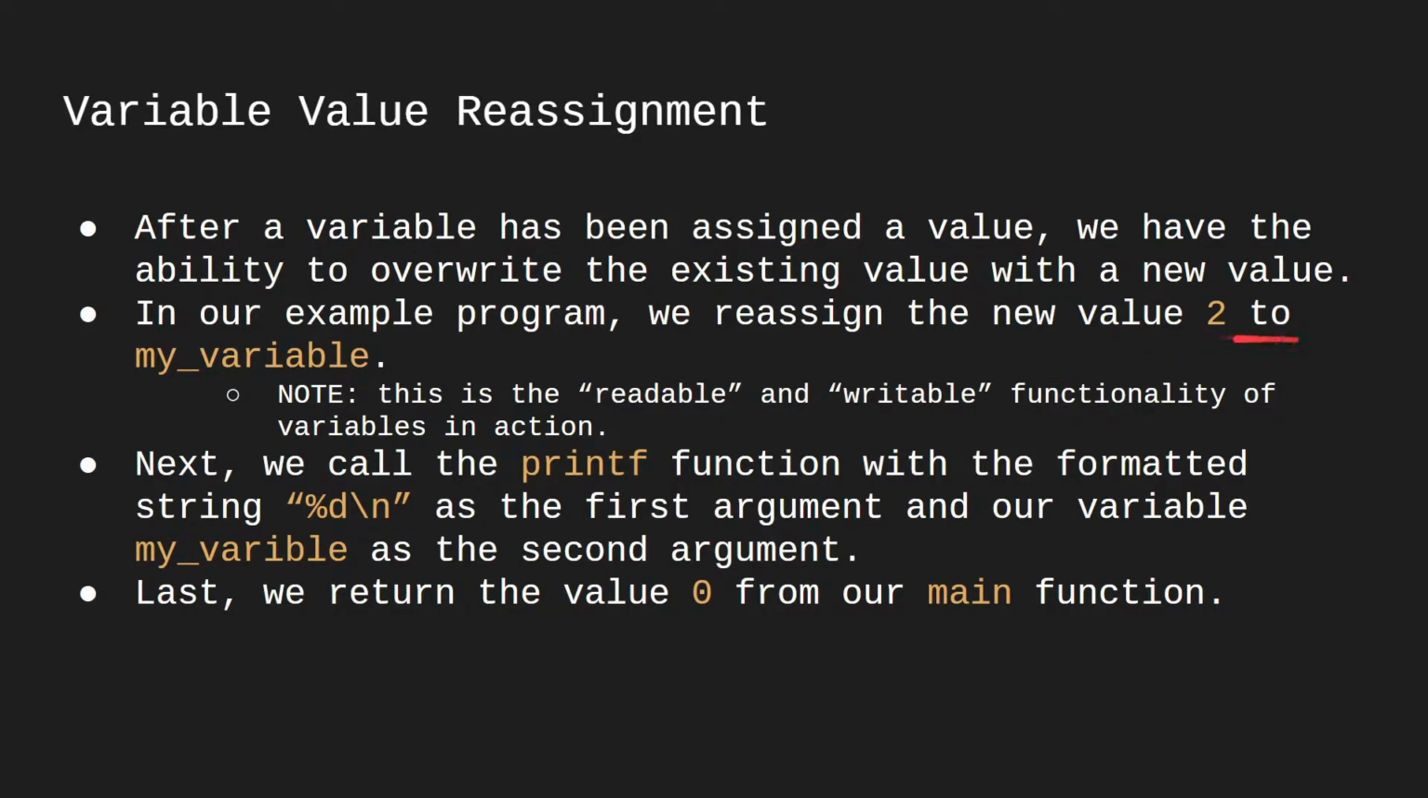So the reassignment happens after our first output. We then take the value 2 and reassign it to myVariable. Just to note again, this is the readable and writable functionality of a variable in action. Continuing on, we call the printf function with our formatted string, and again our first argument is the formatted string and the second argument is our variable. And last, per usual, we return our integer value of 0 from our main function.